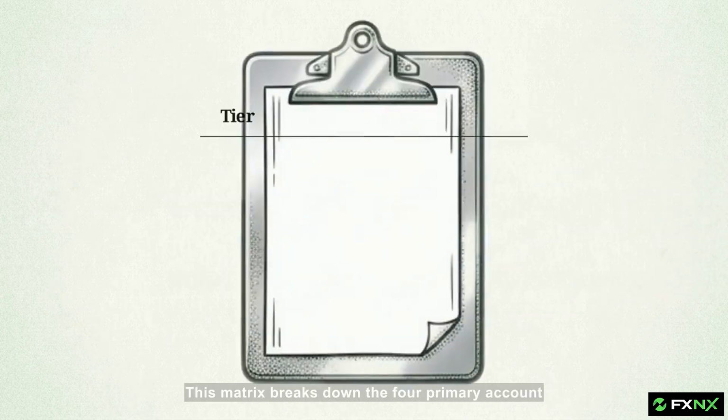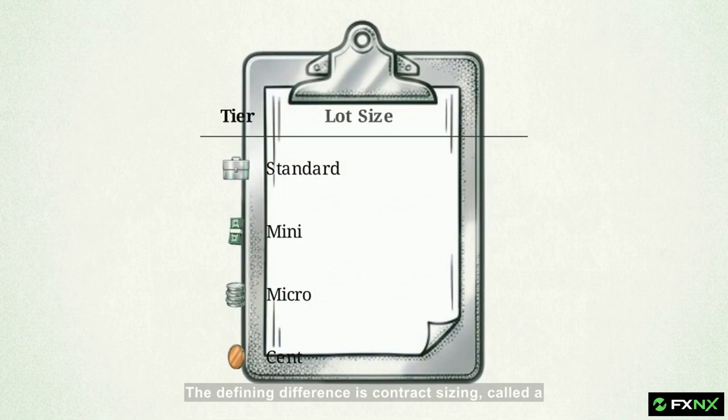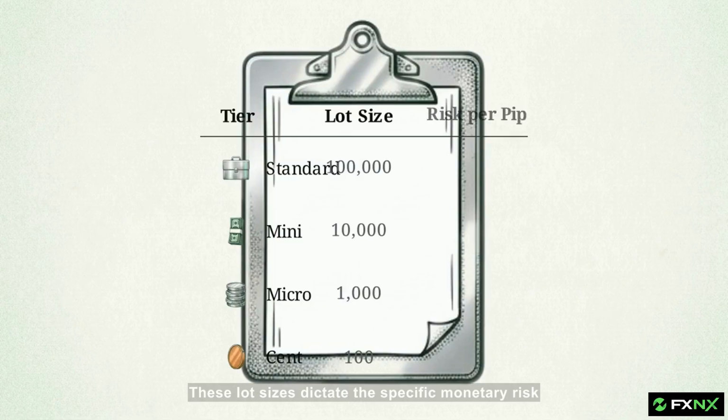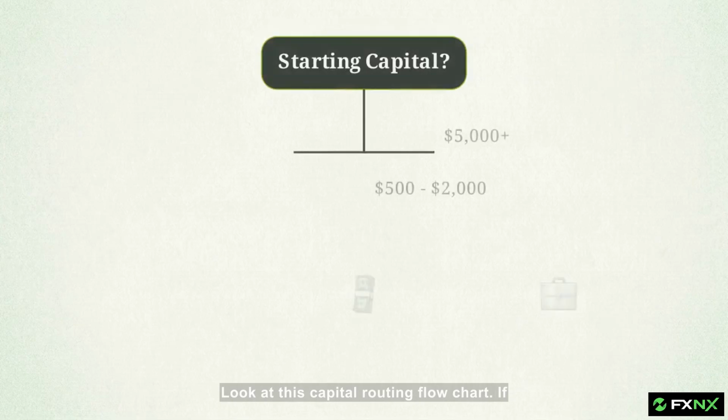This matrix breaks down the 4 primary account tiers: Standard, Mini, Micro, and Cent. The defining difference is contract sizing, called a lot. These lot sizes dictate the specific monetary risk you take on for every pip the currency moves. Running these numbers is the only objective way to figure out exactly which tier matches your current bankroll. Look at this capital routing flowchart.